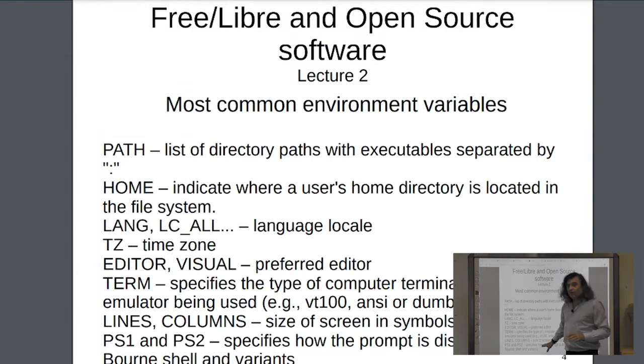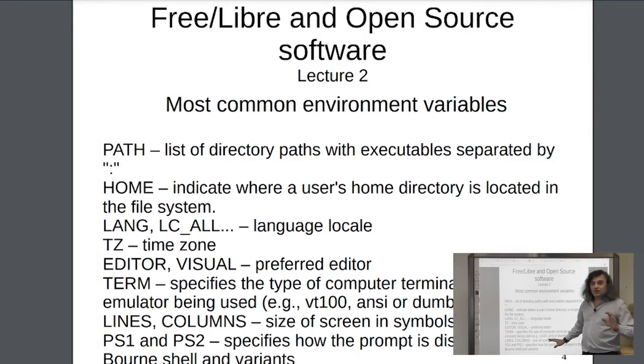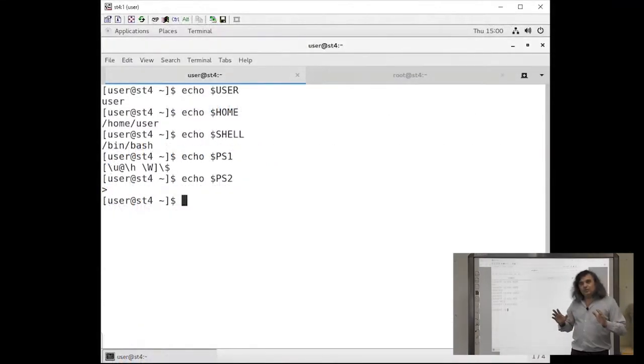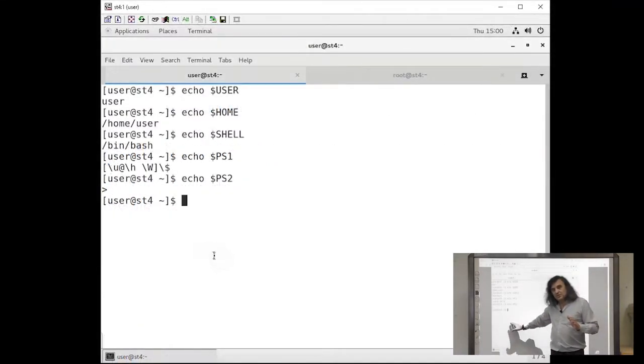PS1, for Bourne-like or C-shell-like shells, is the primary shell prompt, printed interactively to standard output. PS2 is a secondary prompt that is used interactively to standard output when a line feed is entered in an incomplete command.